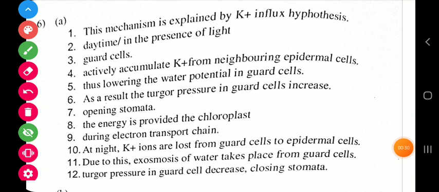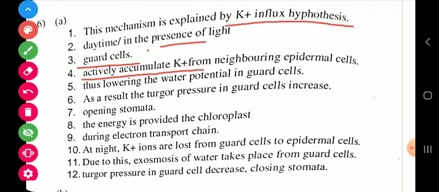So this mechanism is explained by the K plus influx hypothesis. There is a hypothesis to explain this mechanism, that is the K plus influx hypothesis. In the presence of light during the daytime, what happens? Guard cells actively, using energy, accumulate K plus. From where? From the neighboring epidermal cells.